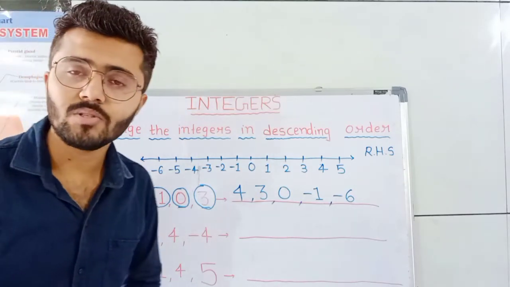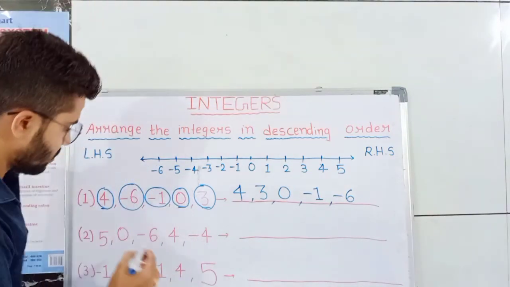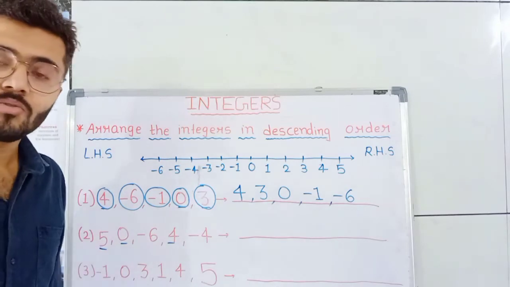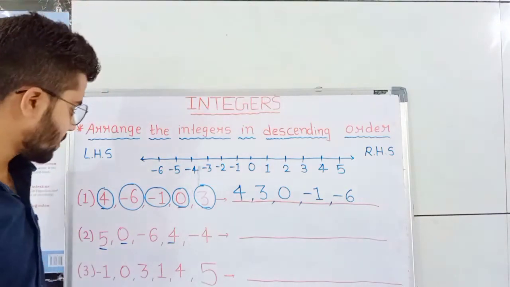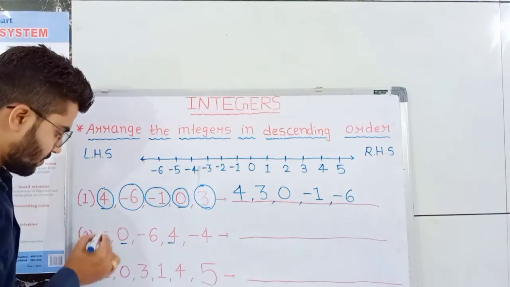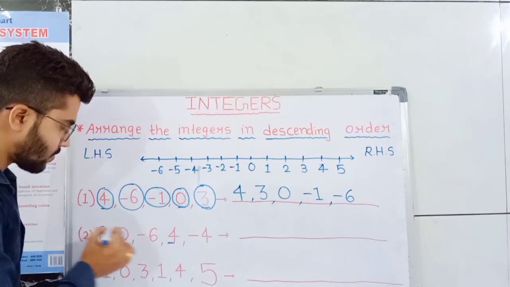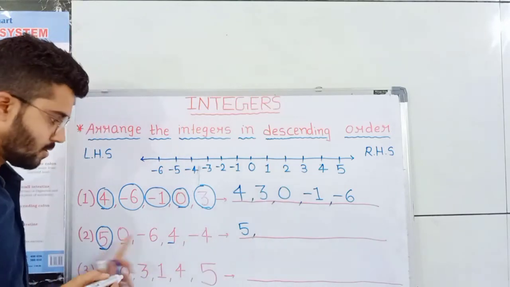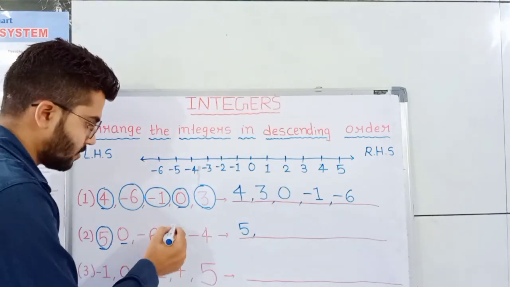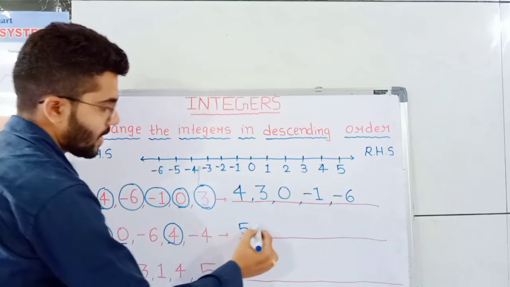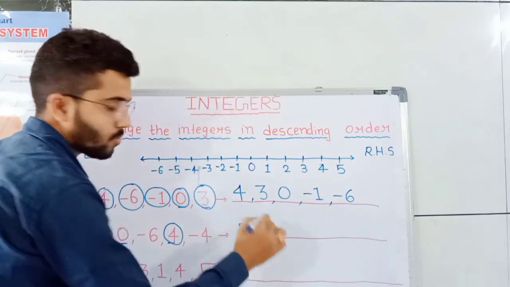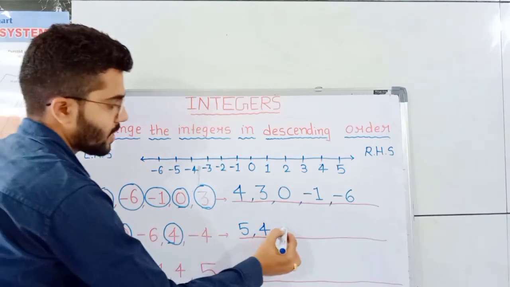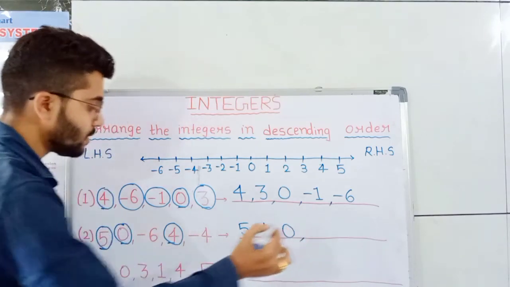So in the second question, which numbers are positive numbers? So 5, 0 and 4. Out of these three, which is the greatest number? That is 5. So we will write 5 first. Which number is smaller than 5? 4. So we will write 4 next. Which number is smaller than 4? That is 0. So we write 0.